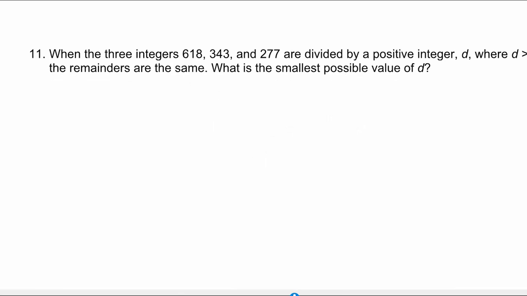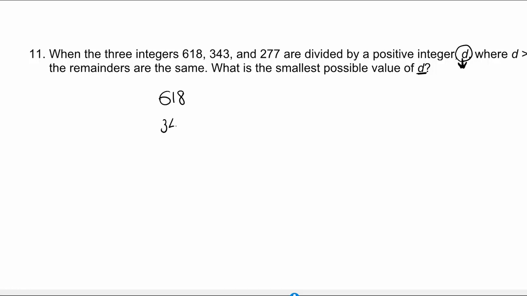Now number 11. When the three numbers 618, 343, 277 are divided by positive integer d, okay, positive integer d, but d cannot be 1, right? We know that the remainders are the same. What is the smallest possible value of d? Okay, we're going to find this modular number, the divisor. So maybe you can set up the equation again.